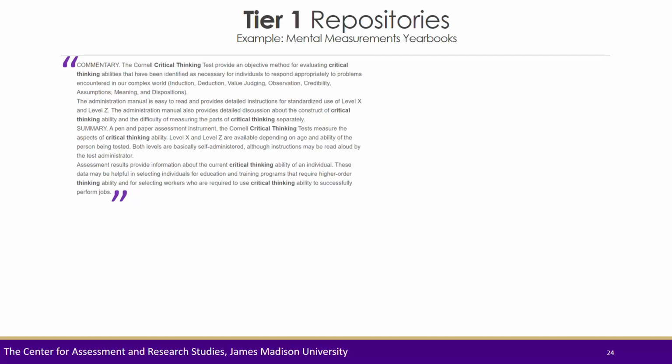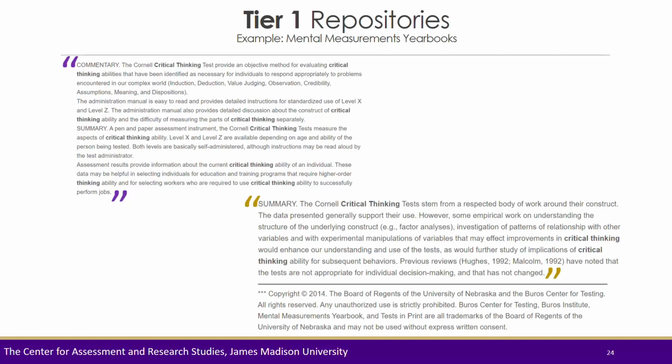The second reviewer states that the data presented supports the use of the tests, but also recommended more empirical investigation to provide further validity evidence. The reviewer cites other studies that have noted that the Cornell critical thinking tests are not appropriate for individual decision-making, and that has not changed. Overall, the reviewers seem to be in favor of the test if used for outcomes assessment or program evaluation purposes, but caution against using it to make highly consequential decisions.